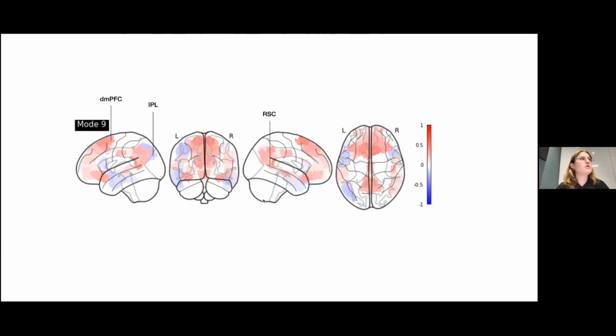And this is what mode 9 on the default network side looks like, because I know you guys would be curious. If we look here, we have strong weights on midline structures, the dorsal-medial prefrontal cortex, as well as the retrosplenial cortex. And we have some negative weights for the inferior parietal lobule and for the temporal regions on the left side.